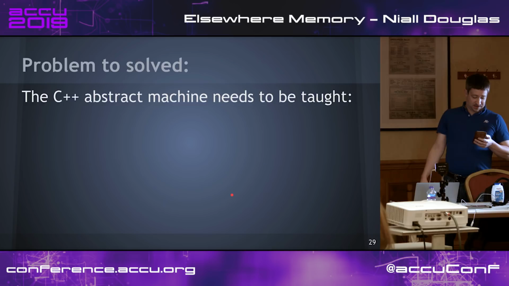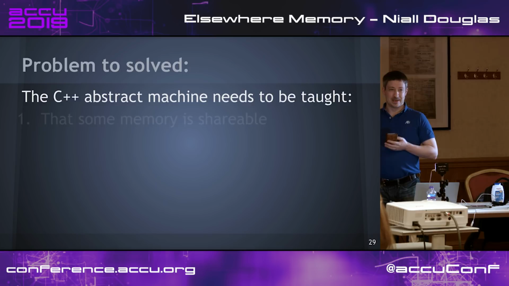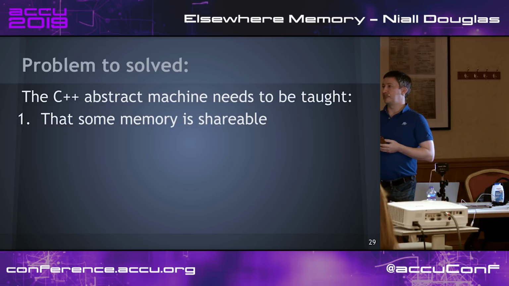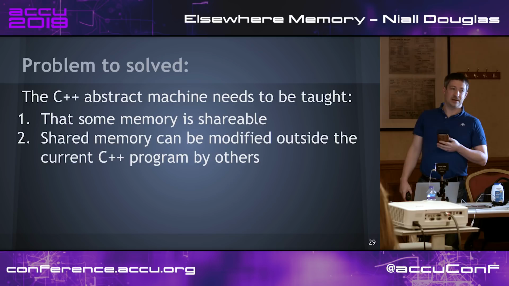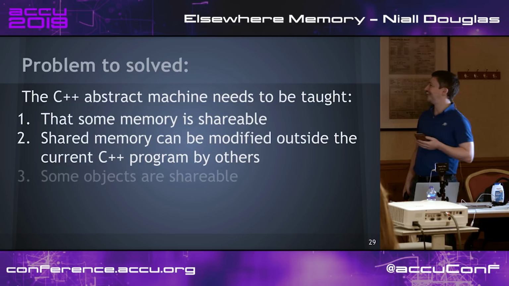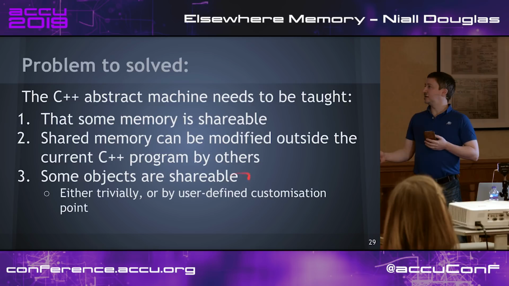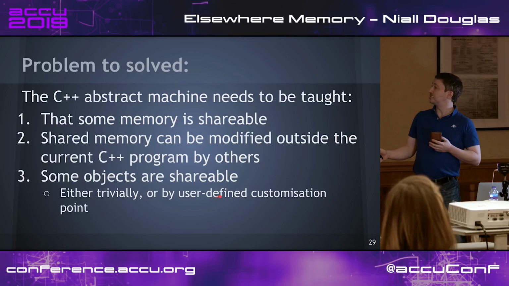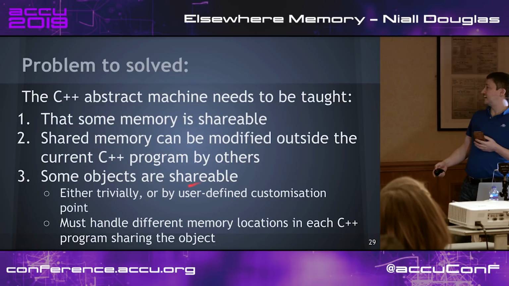All right, so this is literally the lines I went and wrote when I was in Michael Wong's talk, so we'll see what happens. I'm concluding out of all of this history that's led up until now that the C++ abstract machine needs to be taught: some memory is shareable, and that shared memory can be modified outside the current C++ program by others, not including volatile. Some objects are shareable, but not others. And ideally, you're going to want some of them to be trivially shareable. In other words, the C++ compiler can deduce that some of them are shareable without having to do any programming for it. Or if it needs to be, you need to have some user-defined customization point to say this stuff is shareable. And one of the key things is that these objects are going to appear at different memory locations in every C++ program sharing the object, so this stuff needs to work.